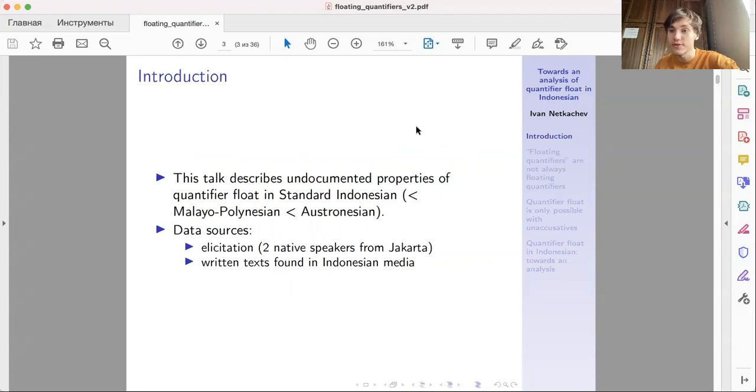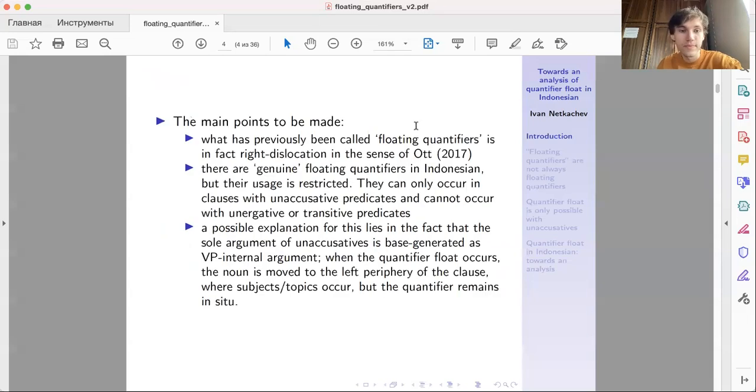Let me first mention my data sources straight away. I worked with two educated native speakers of Indonesian from Jakarta, and I've also analyzed some written texts in standard Indonesian, texts found in various media. And let me make my main points straight away.